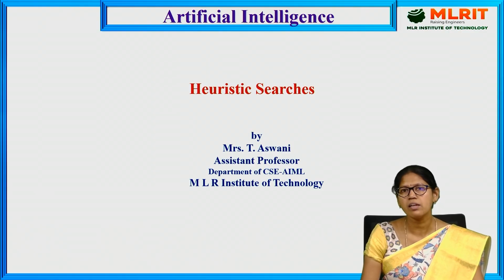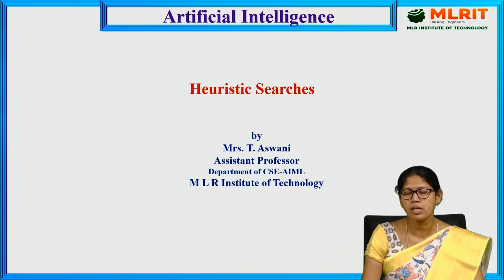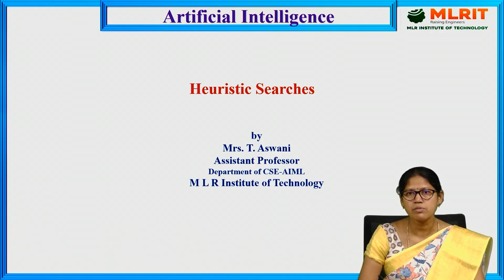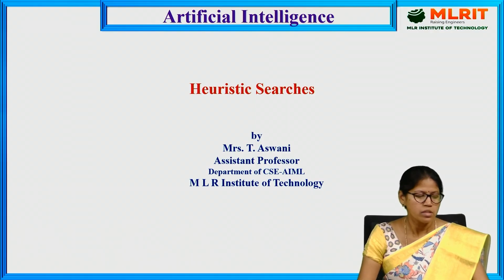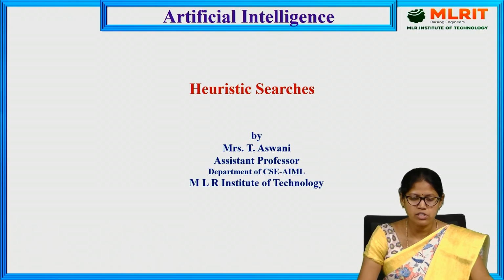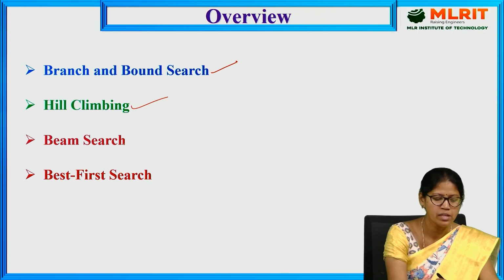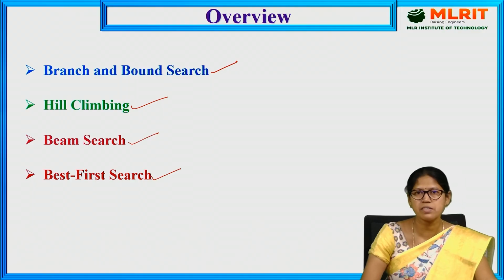So how do we calculate a heuristic value? Here we use the famous methods called Euclidean distance and Manhattan distance. In these algorithms, some imaginary or assumed values are already there, so we will directly start with the techniques used to solve the problem. Let's see the overview of the presentation: branch and bound search, hill climbing, beam search, and best first search. Let's see them one by one.